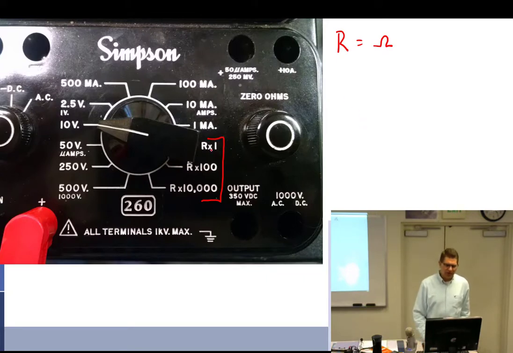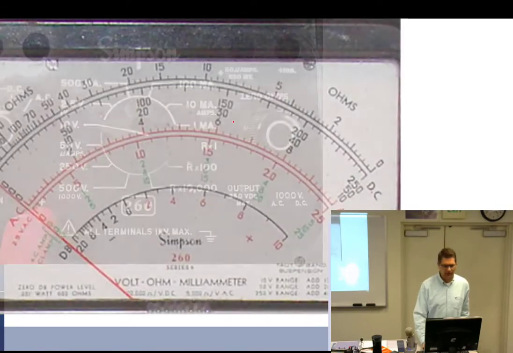Notice right now that this has R times 1, R times 100, and R times 10,000. It is the only scale that has a multiplier on it. Nothing else has a multiplier, so stop multiplying stuff. You guys are my best class ever. You get people who are multiplying their other stuff. I'm like, there's no multiplier. So we have a multiplier. Okay, so remember that multiplier.